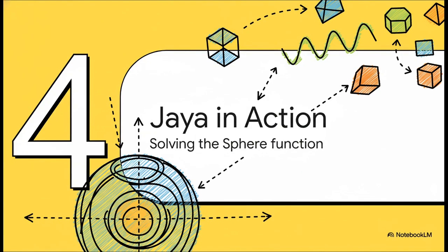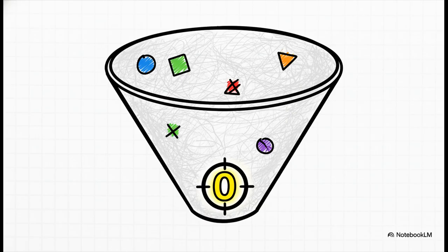All right, theory is great, but seeing is believing. So let's watch Jaya work its magic. We're going to walk through a classic benchmark problem called the sphere function, using the exact example from the original research paper. So our mission is simple. We need to find the inputs for the sphere function that get the output as close to 0 as possible. For this little demo, we're going to start with a population of just 5 candidate solutions.